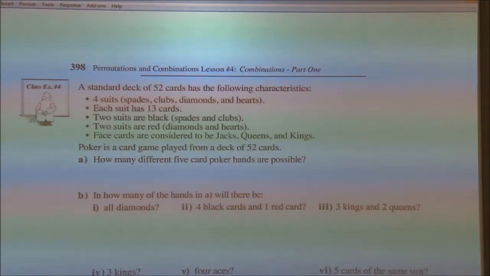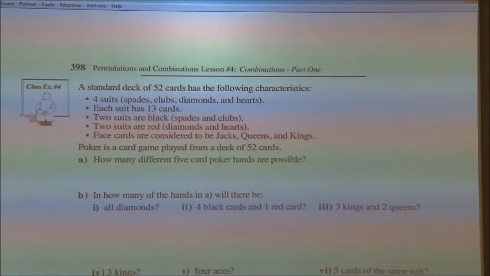Because believe it or not, there are people that just don't play cards, they don't handle cards. So a standard deck of cards does not include jokers. It has 52 cards. There are 4 suits: spades, clubs, diamonds, and hearts.